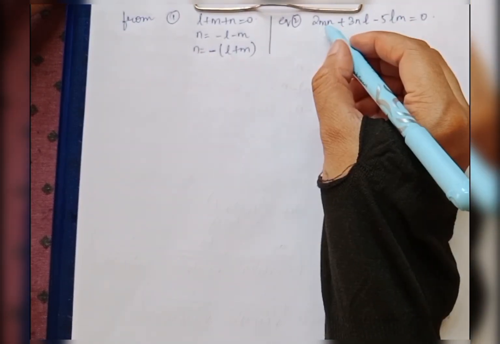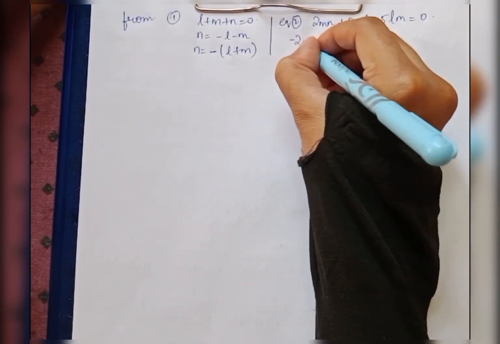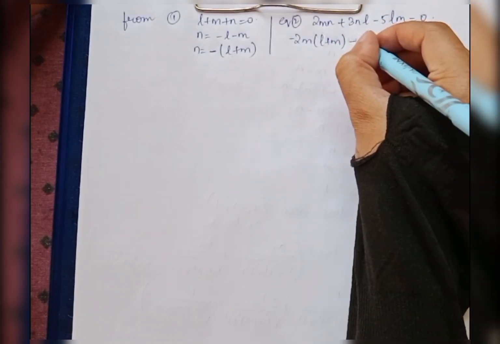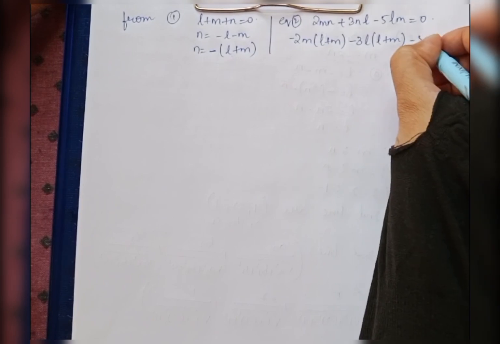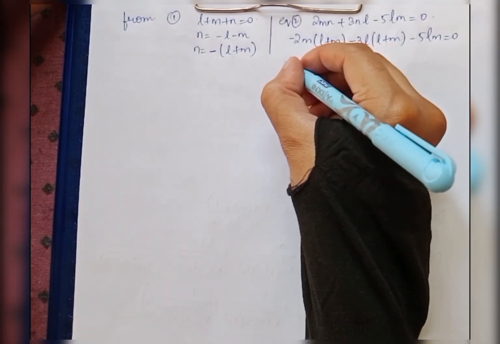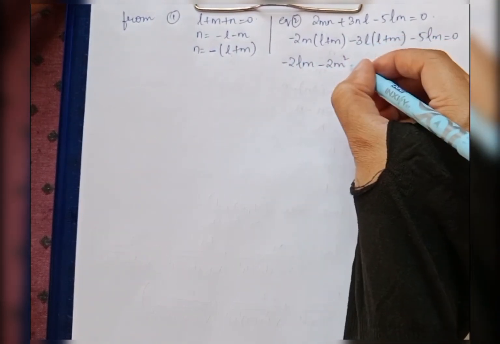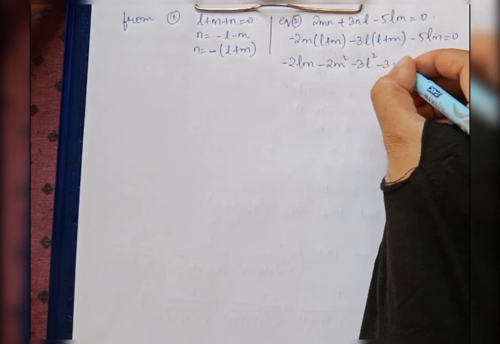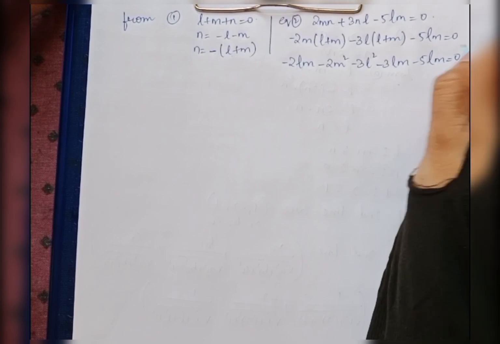Substituting the value of n here, so it is minus of, right? So it will be minus 2m into n value, which will be l plus m, minus 3l into n value, which will be l plus m, minus 5lm equals 0. So multiplying inside: minus 2lm minus 2m square. This will be minus 3l square, minus into plus is minus 3lm, and it will be minus 5lm equals 0.